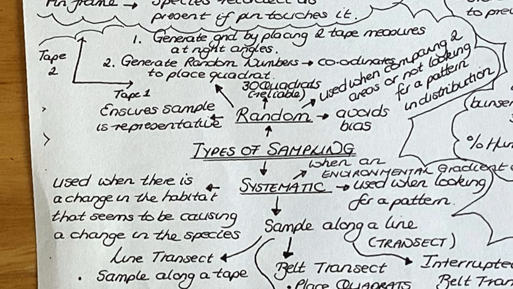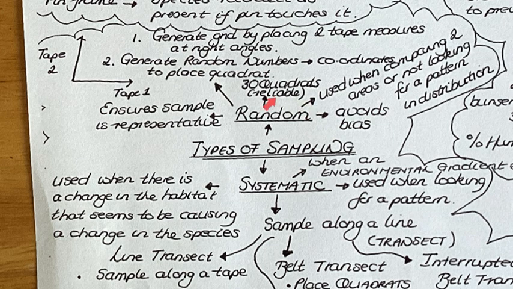So there are two types of sampling method. The first is random sampling and the second is systematic sampling. Random sampling, you use this when you're comparing two areas. You're not looking for a pattern, you're not seeing if there's a change in distribution. There is no gradual change in the environment. So you're not looking to see how seaweed changes going down the shore. You're maybe comparing the seaweed on one shore to the seaweed on a completely different shore. Then you would use random sampling.